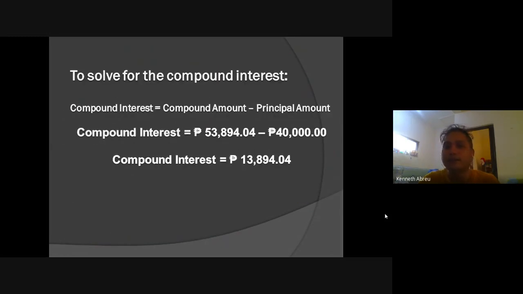Solve for the compound interest. Here is the formula: compound interest is equal to the compound amount minus the principal amount. From the previous problem, the compound amount that we get is 53,894 pesos and 4 centavos, and the principal amount from the given problem is 40,000 pesos. So we get their difference to solve for the compound interest. After computing, we get 13,894 pesos and 4 centavos as the value of our compound interest.